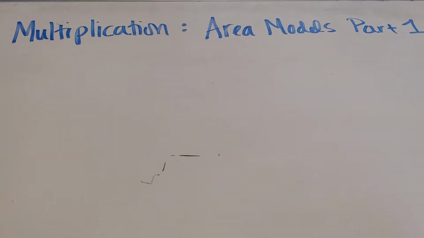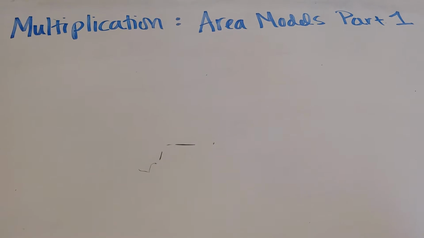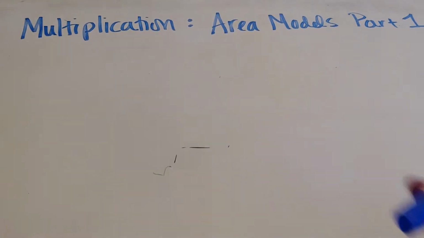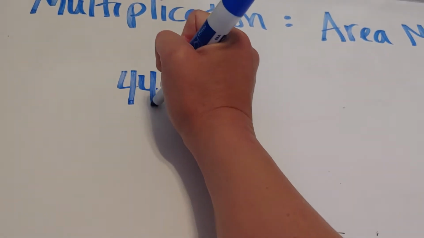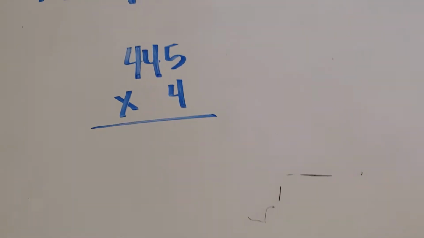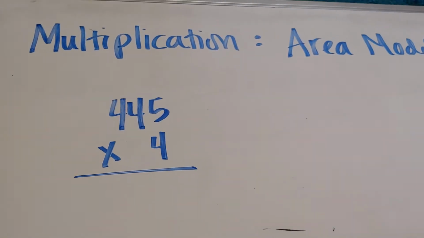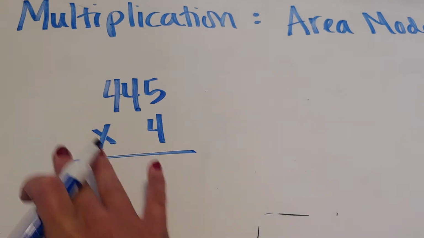In this video, we're going to look at multiplication using area models, and I'm calling it part 1. In the last video, we were doing long division, and I did something like 445 times 4. I just went and did it because we're all adults and we've done this before. But the question is, how do they teach this idea?